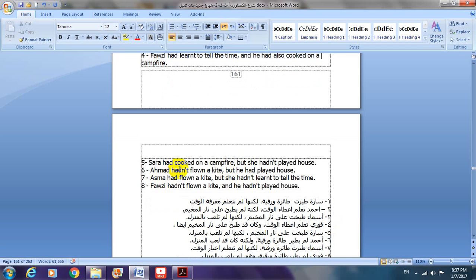5. Sarah had cooked on a campfire but she hadn't played house. 6. Ahmed hadn't flown a kite but he had played house. 7. Asma had flown a kite but she hadn't learned to tell the time. 8. Fawzi hadn't flown a kite and he hadn't played house.